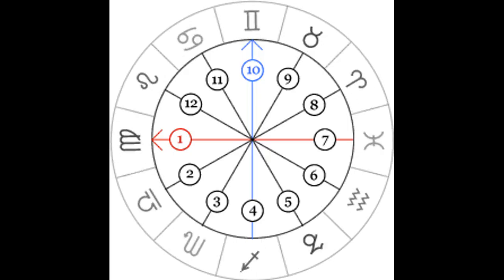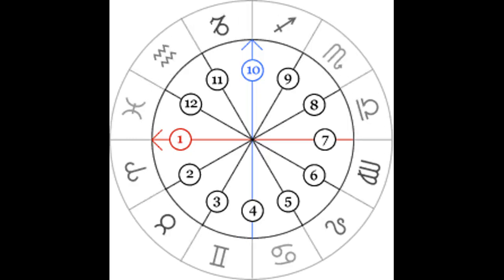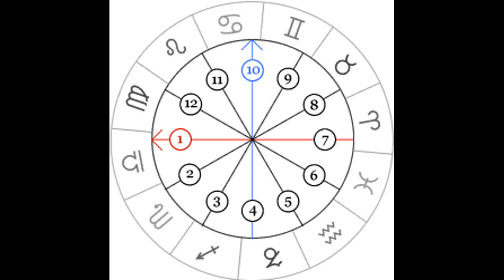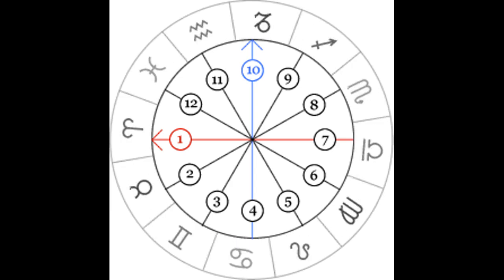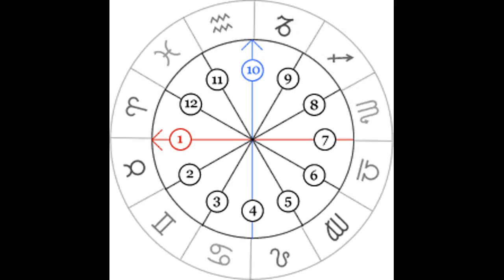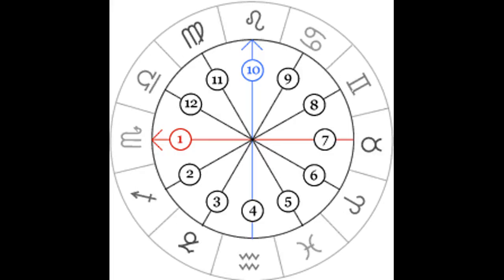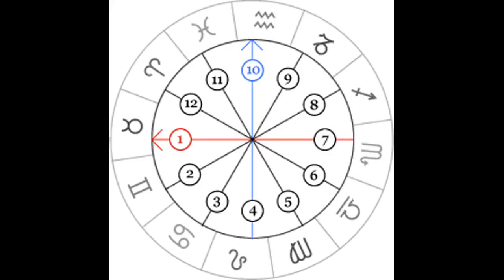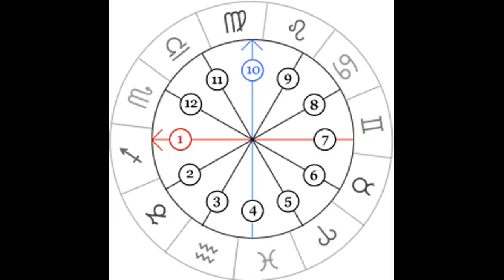Check the ruler of the first house. Its condition, aspects, and position show how you are experiencing the question. A well-placed ruler means a confident, empowered querent. A stressed ruler means obstacles, self-doubt, or delays.